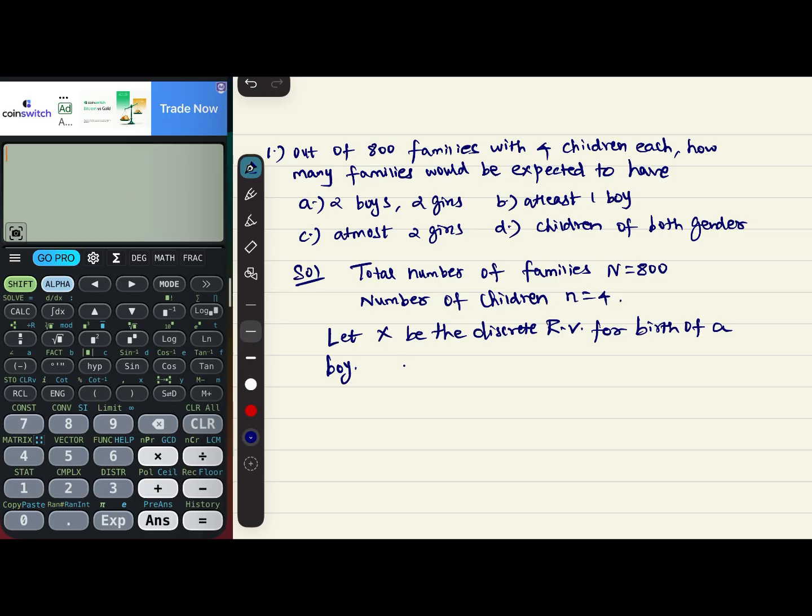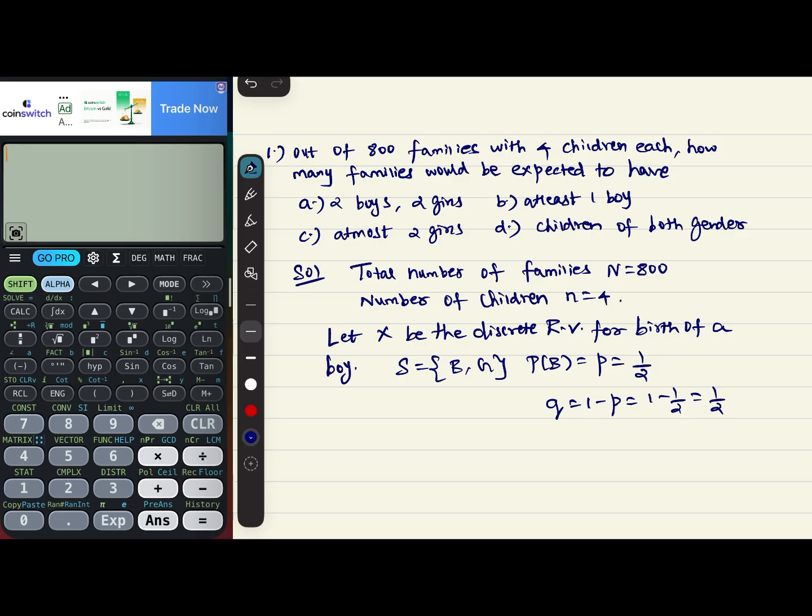Then in this family, you can see you have boy and also you have girl. So what is the probability of boy here? That we can write as small p, which is going to be half. What is q then? q is nothing but the birth of girl, which is 1 minus 1 by 2, which is going to be 1 by 2. So this is very clear for you, right?